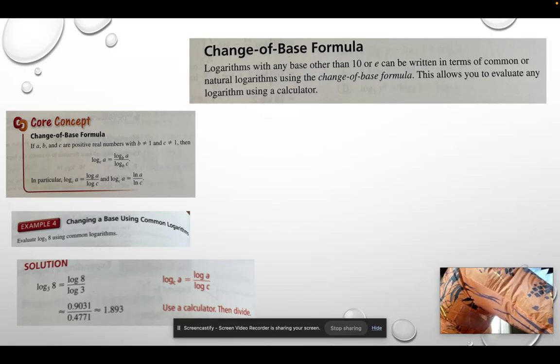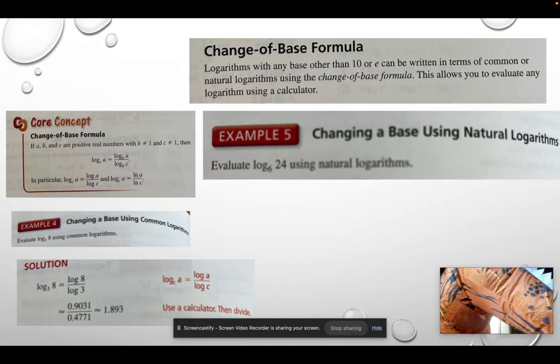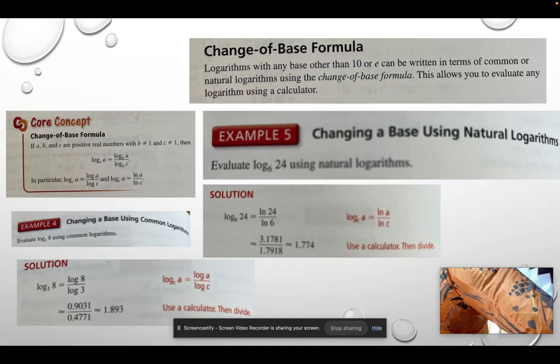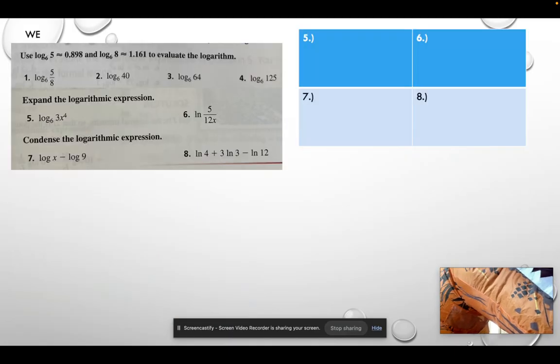Find those on your calculator and punch it out. And then you can also use natural logs because you can use basically any base that you want to. So we could also do natural log 24 over natural log 6 for this one. That'll get us the same answer.